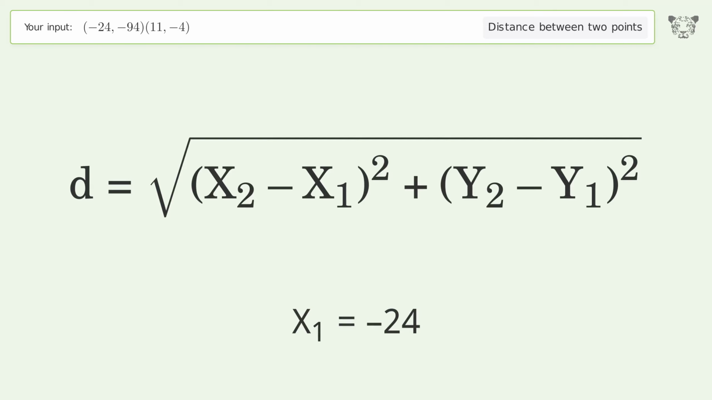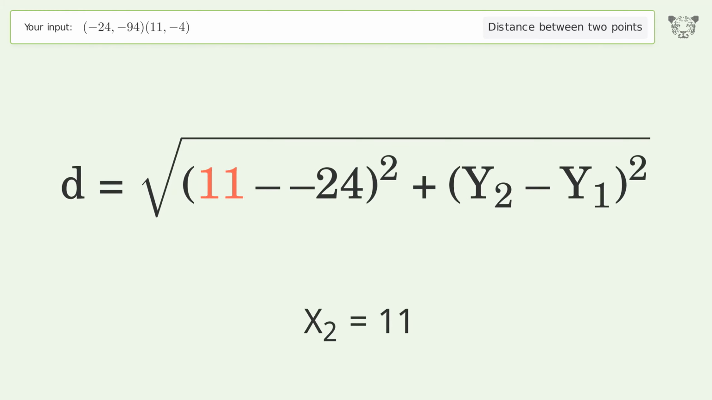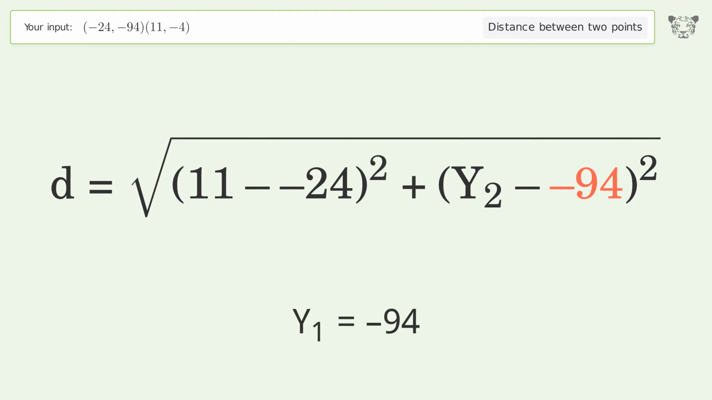x1 equals -24. x2 equals 11. y1 equals -94. y2 equals -4.